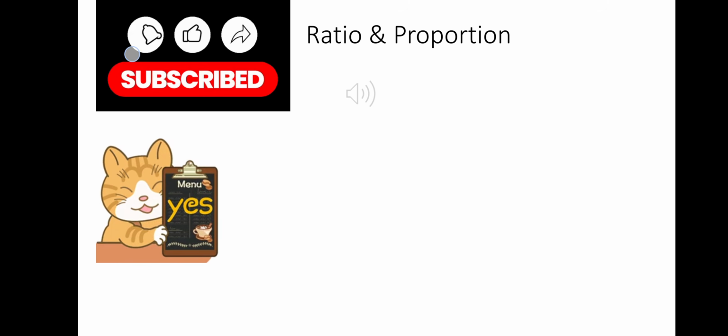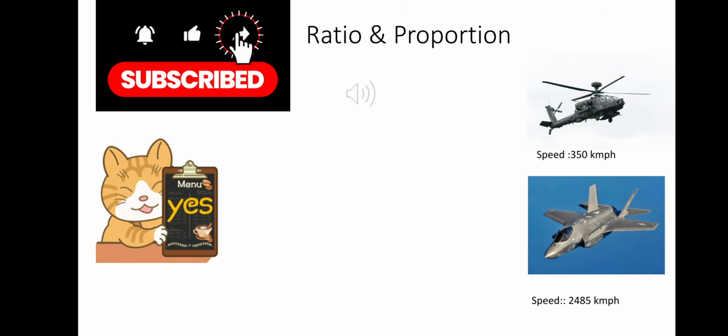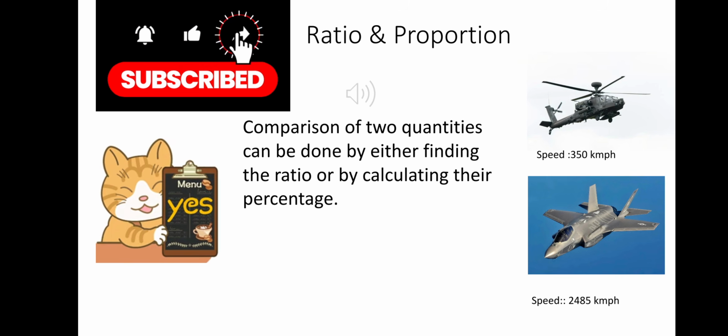This is the ratio and proportion chapter for standard 7. So I'm going to tell you what a ratio is. It's a comparison of two quantities, which can be done either by finding the ratio or by calculating their percentage.